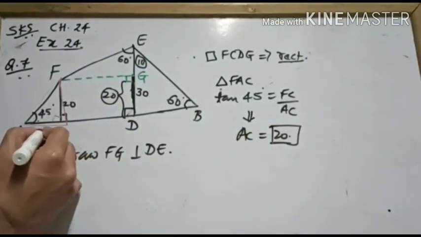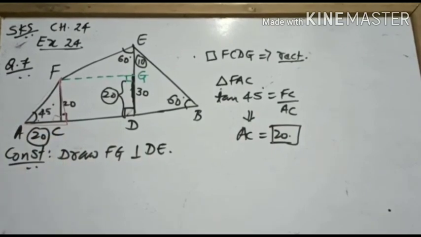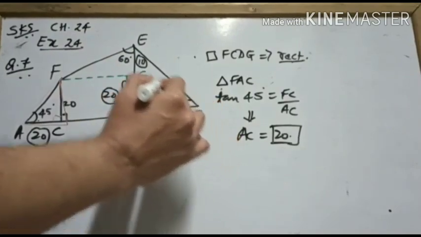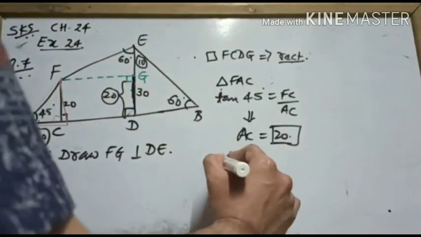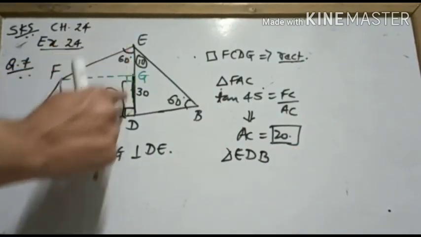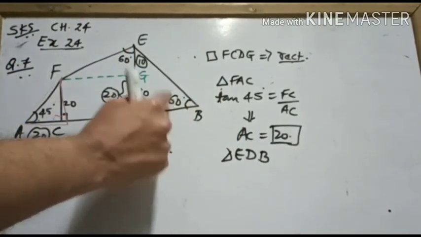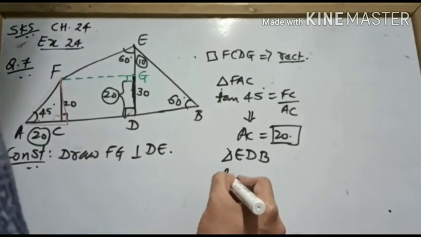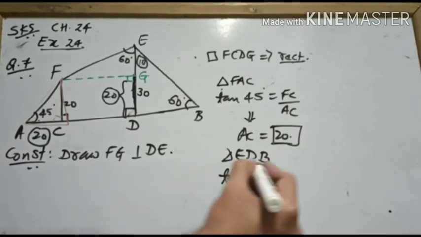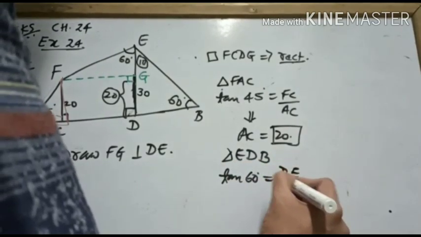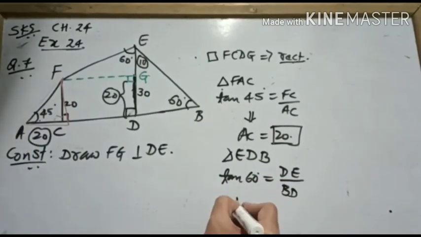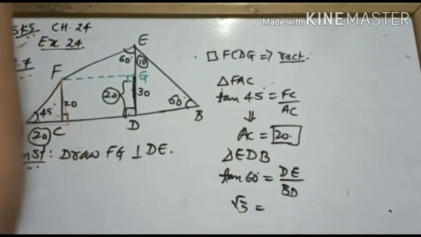So which I'm circling, that is calculated part 20. Same way, if I look at triangle EDB, I know ED, I don't know BD, I know these are 60. So if I apply tan of 60 degree, you will get that it is nothing else but DE upon BD, which is equal to root 3.